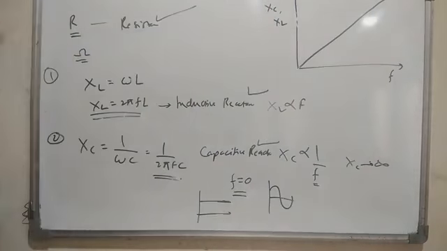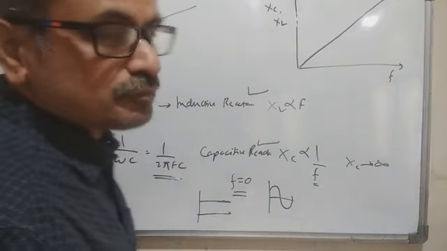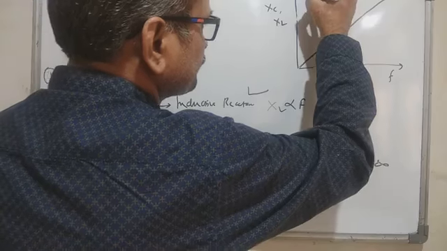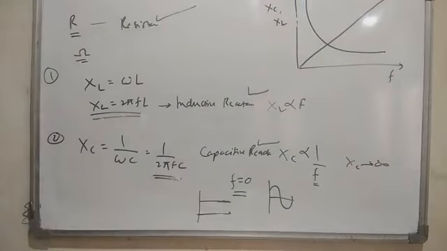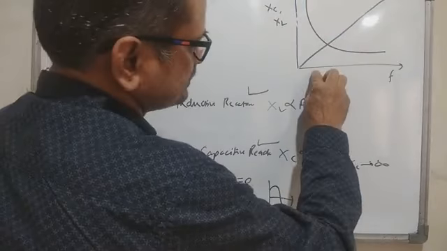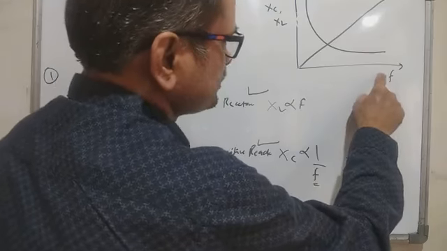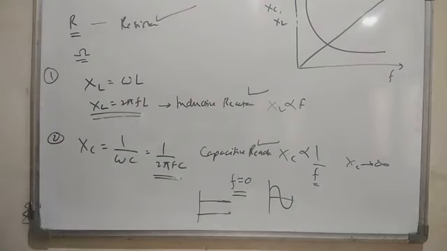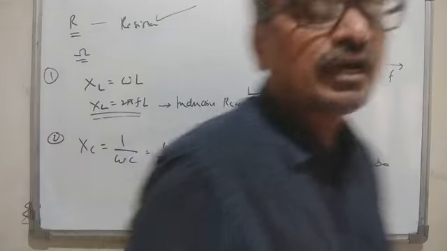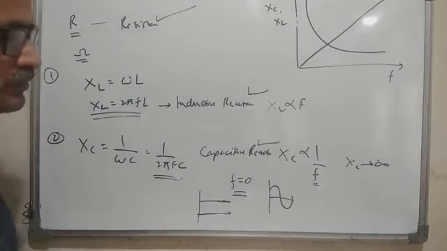Whereas in case of capacitive reactance, it is inversely proportional, so the graph will be like this. Now look at the nature of the graph. When the frequency is less, XC is high, and as you go on increasing the frequency, the magnitude of XC will decrease as it is inversely proportional. We know that the unit of XC and XL is ohm.